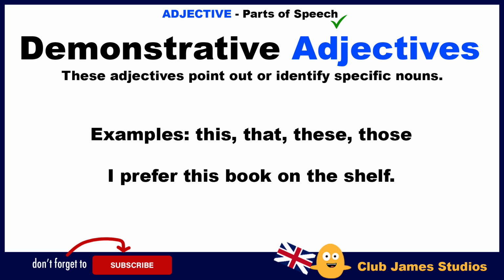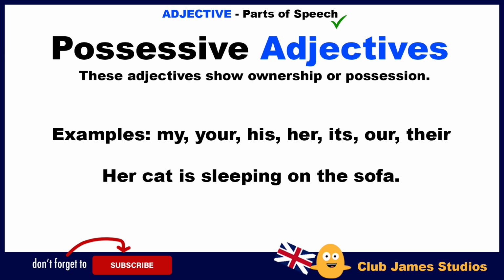Demonstrative adjectives. These adjectives point out or identify specific nouns. Examples: this, that, these, those. I prefer this book on the shelf. Possessive adjectives. These adjectives show ownership or possession. Examples: my, your, his, her, its, our, their. Her cat is sleeping on the sofa.